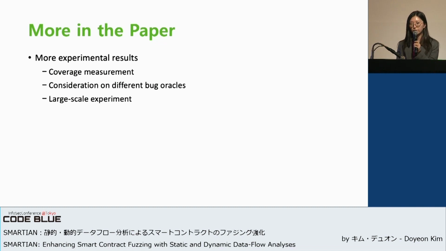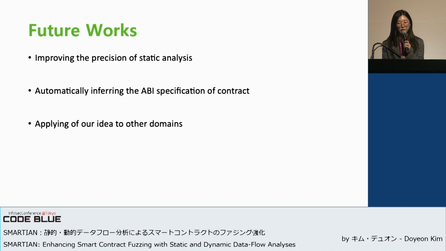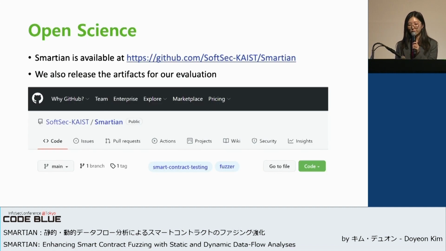Therefore, please refer to our paper if you are interested in the design details of our system or the results of a more thorough evaluation. We believe there are many interesting directions for future work. And to support open science and foster future research, we make Smartian available on GitHub. Also, we release the artifacts for evaluation so that our work can be reproduced easily. So if you are interested in our work, please visit our repository and try Smartian.